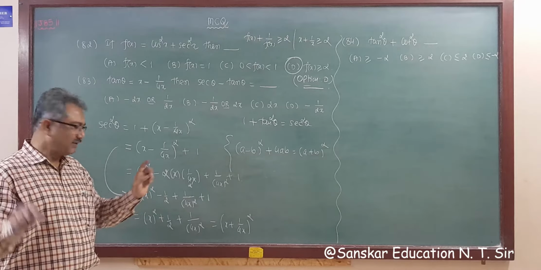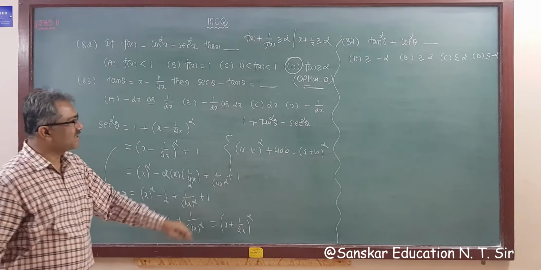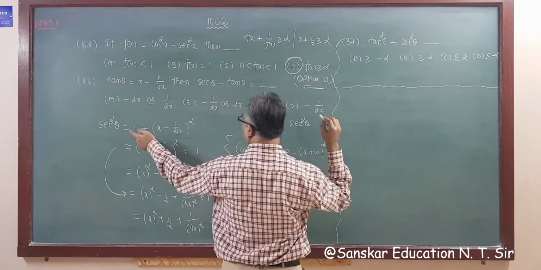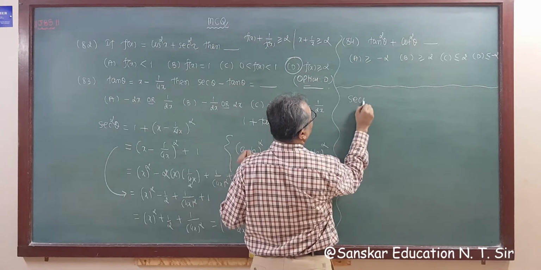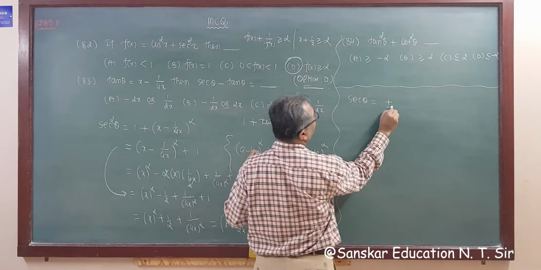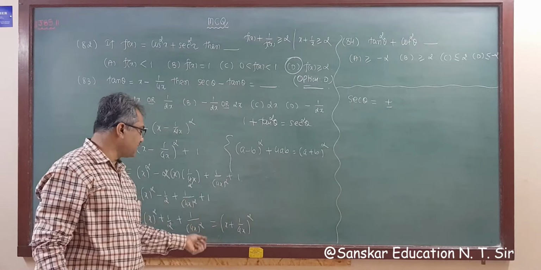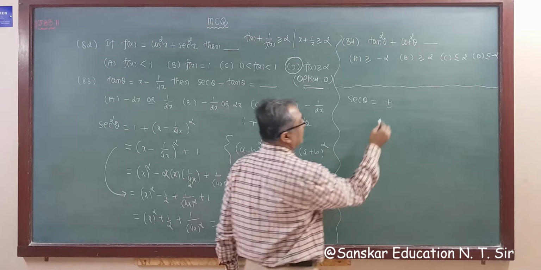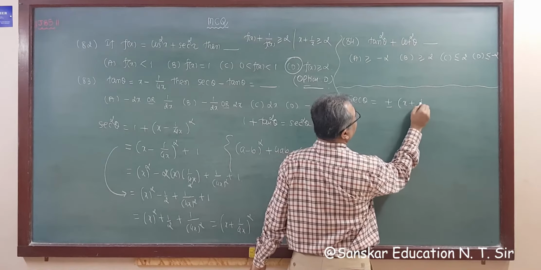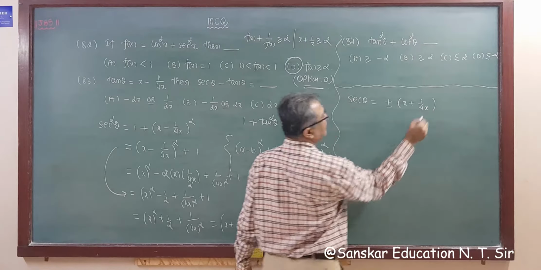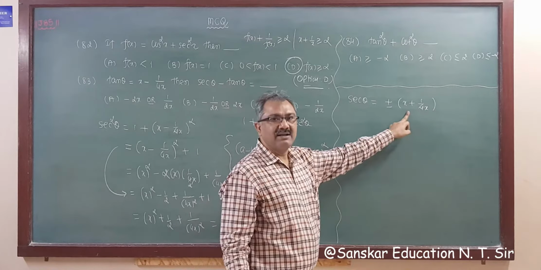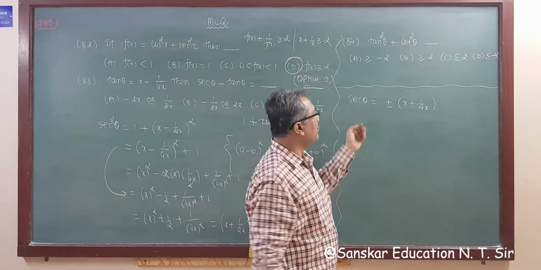Now understand? Okay. So sec square theta is this. Solving this, what we get? Sec theta is either plus or minus, because we don't know whether the answer of this is plus or minus, since no condition is given. So the answer is either plus or minus x plus 1 upon 4x.